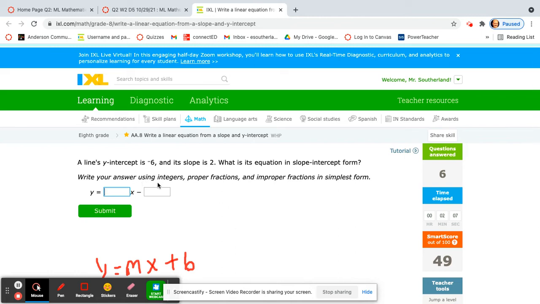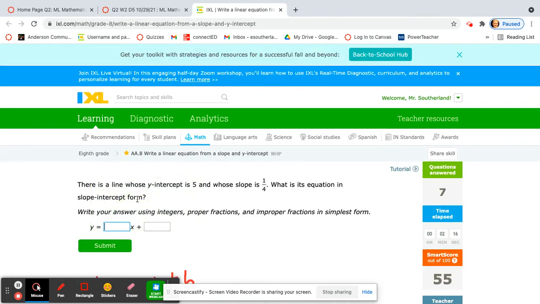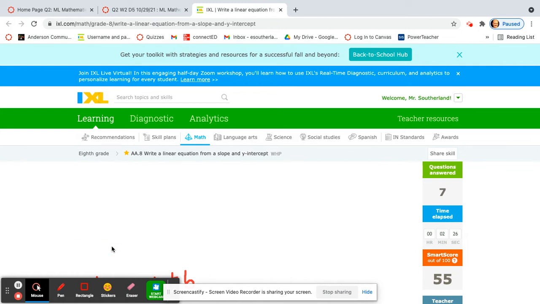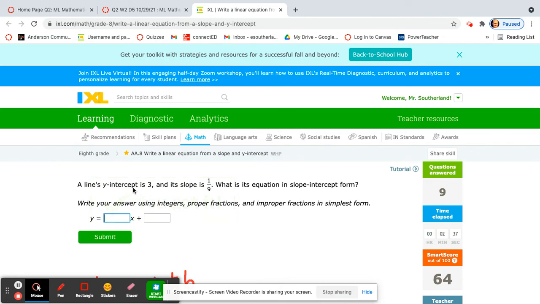It says the y-intercept is -6. They've already given you the negative sign. And it says the slope is 2. It says there's a line whose y-intercept is 5. So we put 5 here. It says the slope is 1/4. The 1/4 goes in front. The y-intercept is 9. It goes here. The slope is 2/3. 2/3 goes in the front. The y-intercept is 3. Goes there.